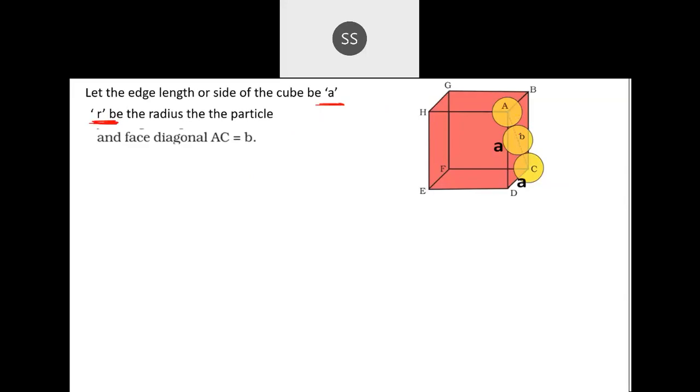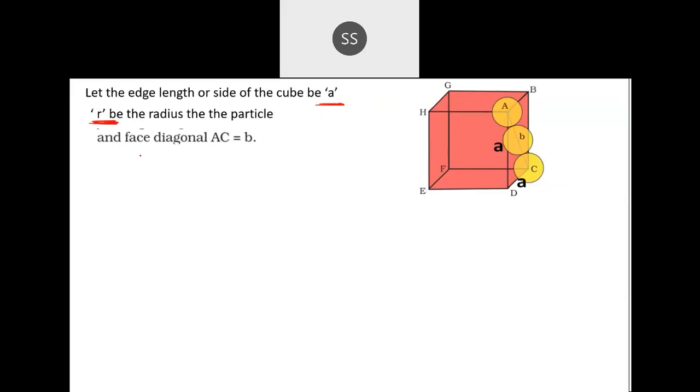And then the face diagonal. I told you the atoms which are present on the face, when you join them together, that diagonal will be called the face diagonal. So here AC is the face diagonal which we are taking as B. That value is a little different compared to the side, so we consider that as B.